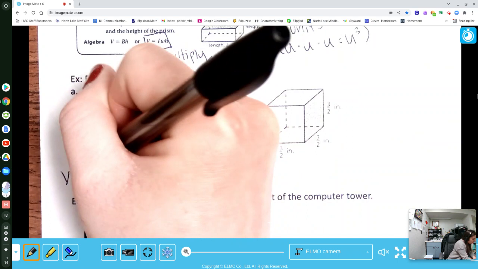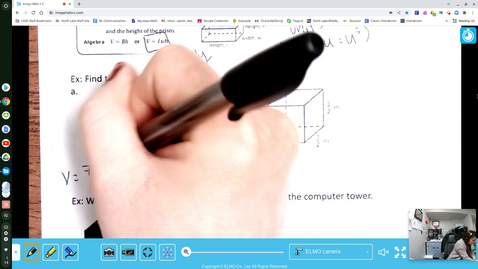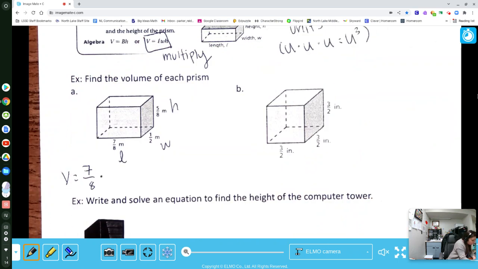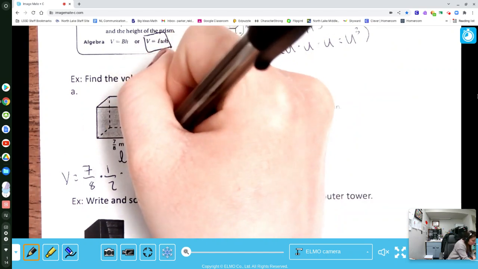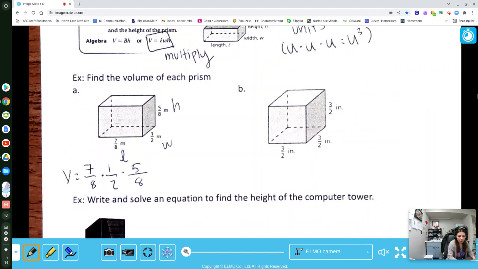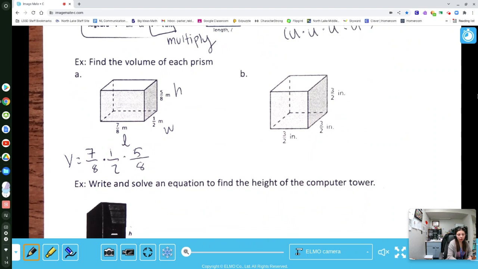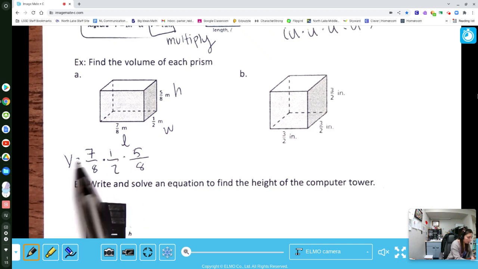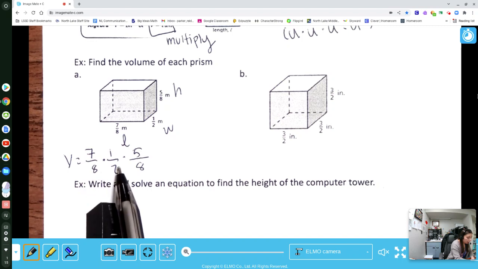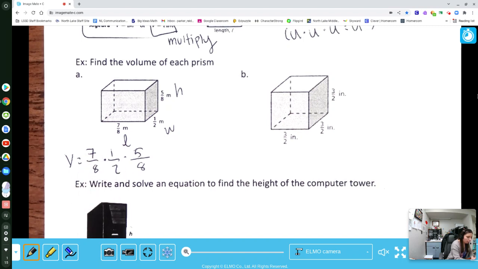So volume equals length, 7/8, times width, 1/2, times height, 5/8. Length times width times height. Now, we haven't really multiplied together three fractions before, but just like when we had two fractions, we still do want to look for cross canceling. And the way I do that is I compare all of the fractions together. So first, I'm going to look at the first two, here and here, and see if there's any cross canceling. Nothing fits into 7 and 2 to make them smaller. Nothing fits into 1 and 8 to make them smaller.